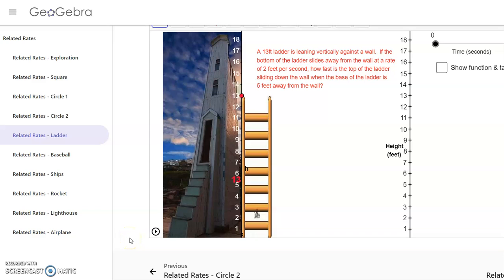This video is going to be the first of three parts actually that we're going to look at the concept called related rates. So we're going to start with this problem here on the screen, and this is actually the last problem we're going to cover in this video.